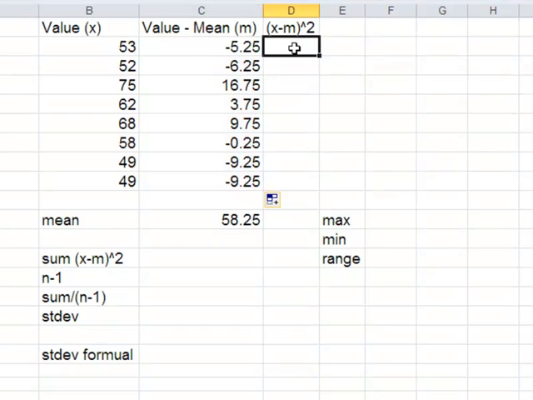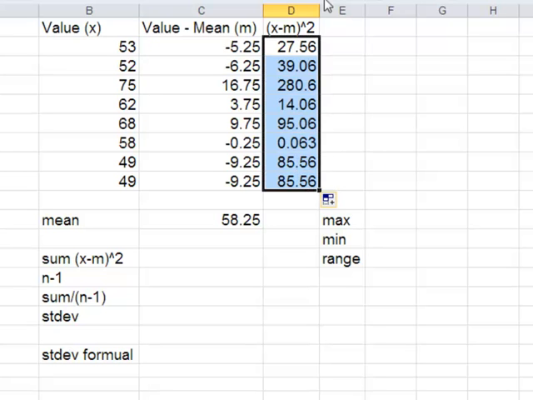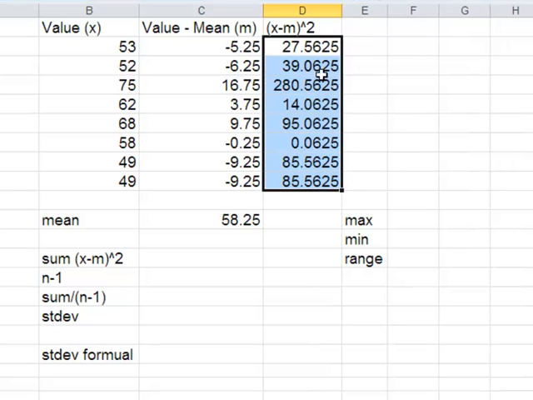Now I need to square this value here, because remember I want to get rid of all the negatives, because if I add these up I get zero. So this equals this cell, shift 6 is the caret button, 2. That tells me I'm going to square that value. And as I fill down, they're all in there. And I can make these a little bigger so I can show all the values here.